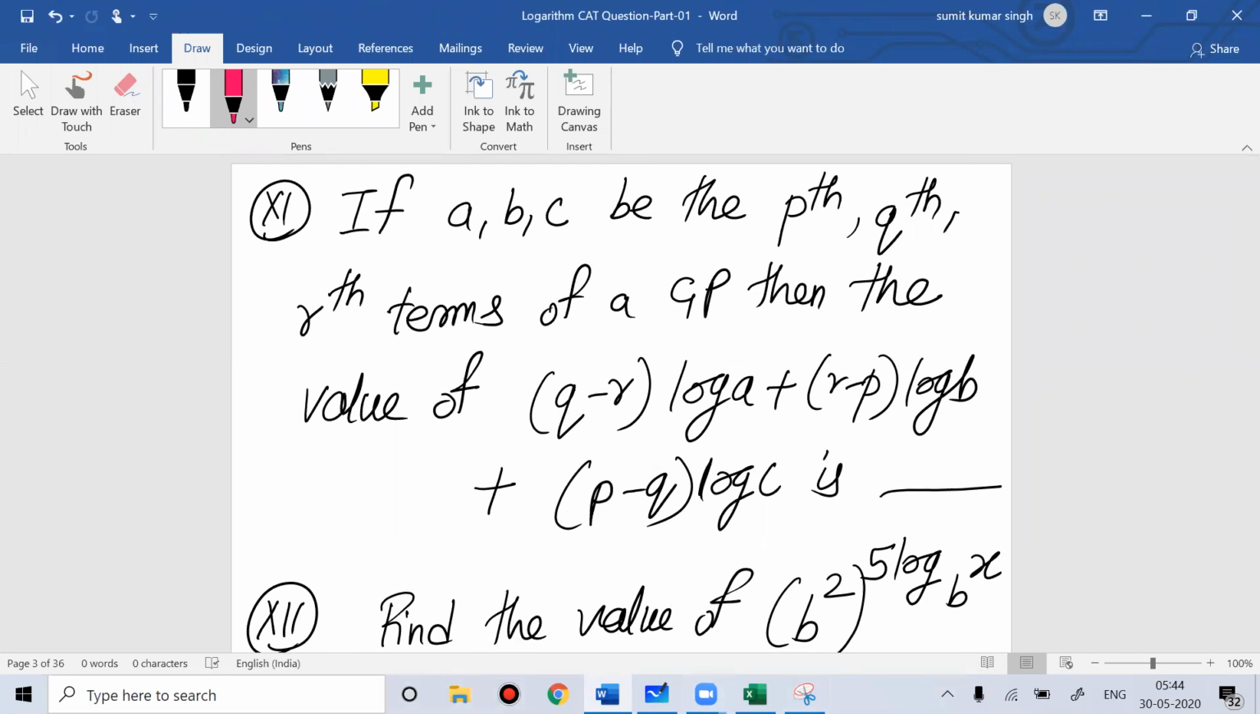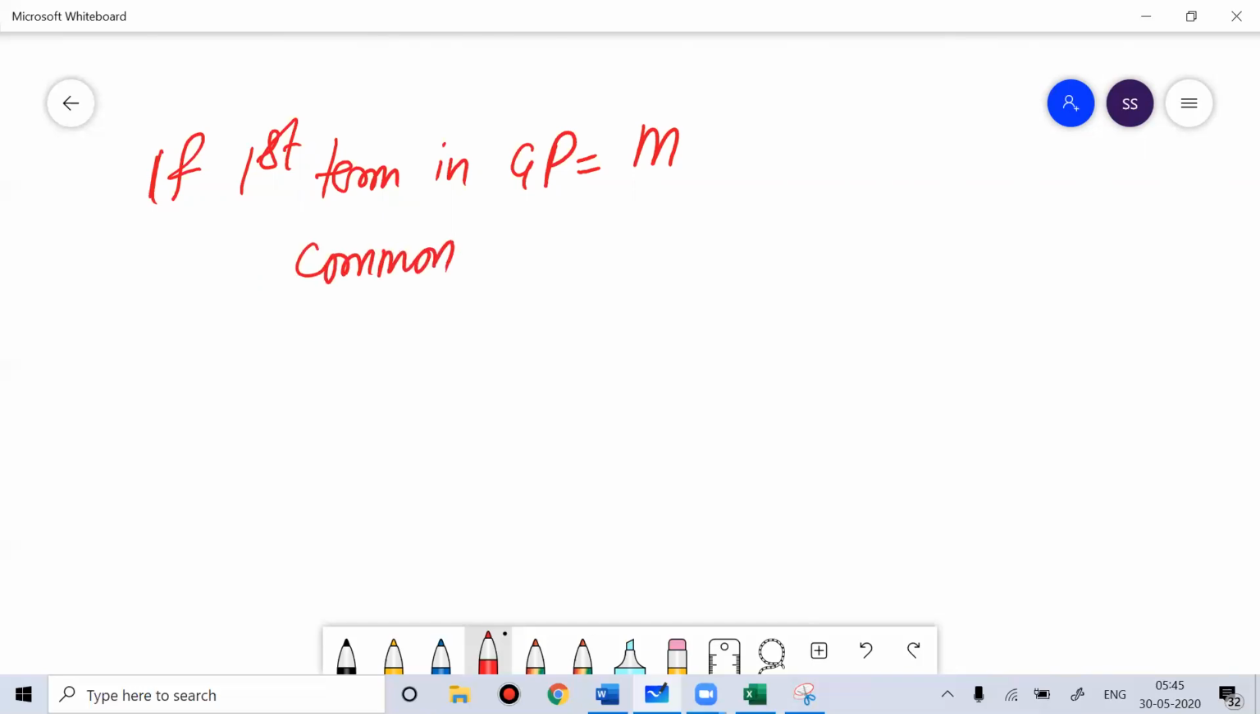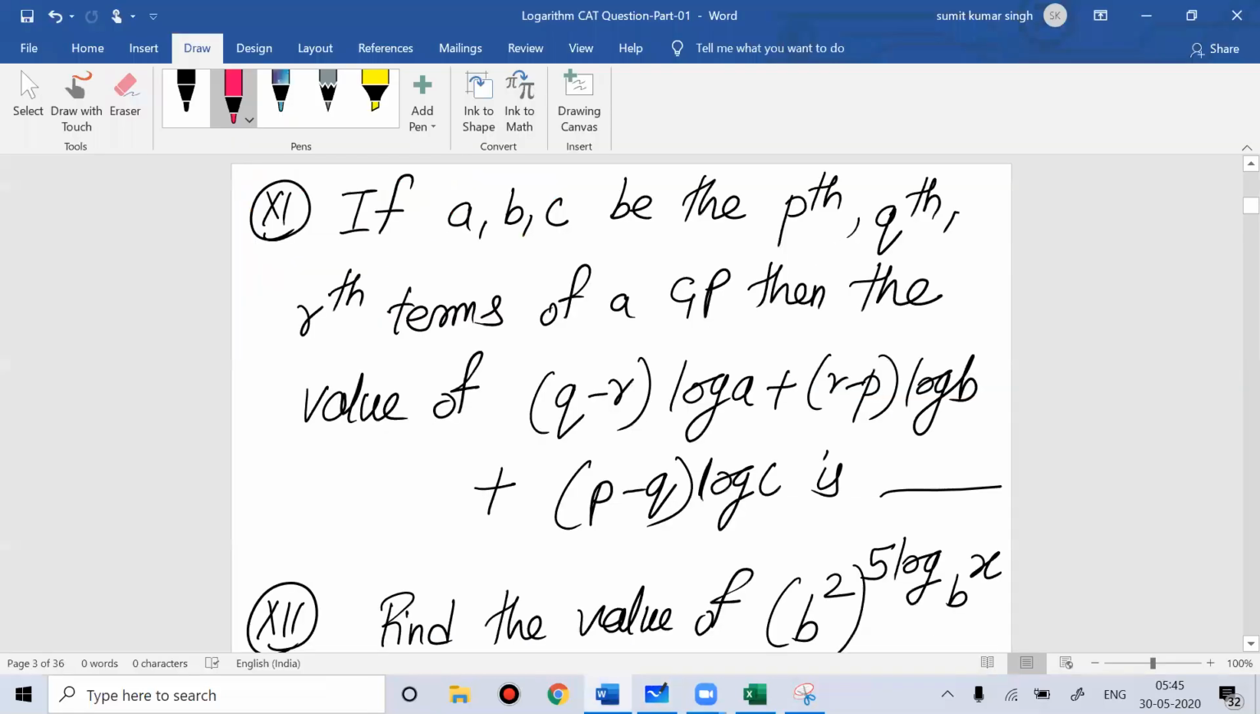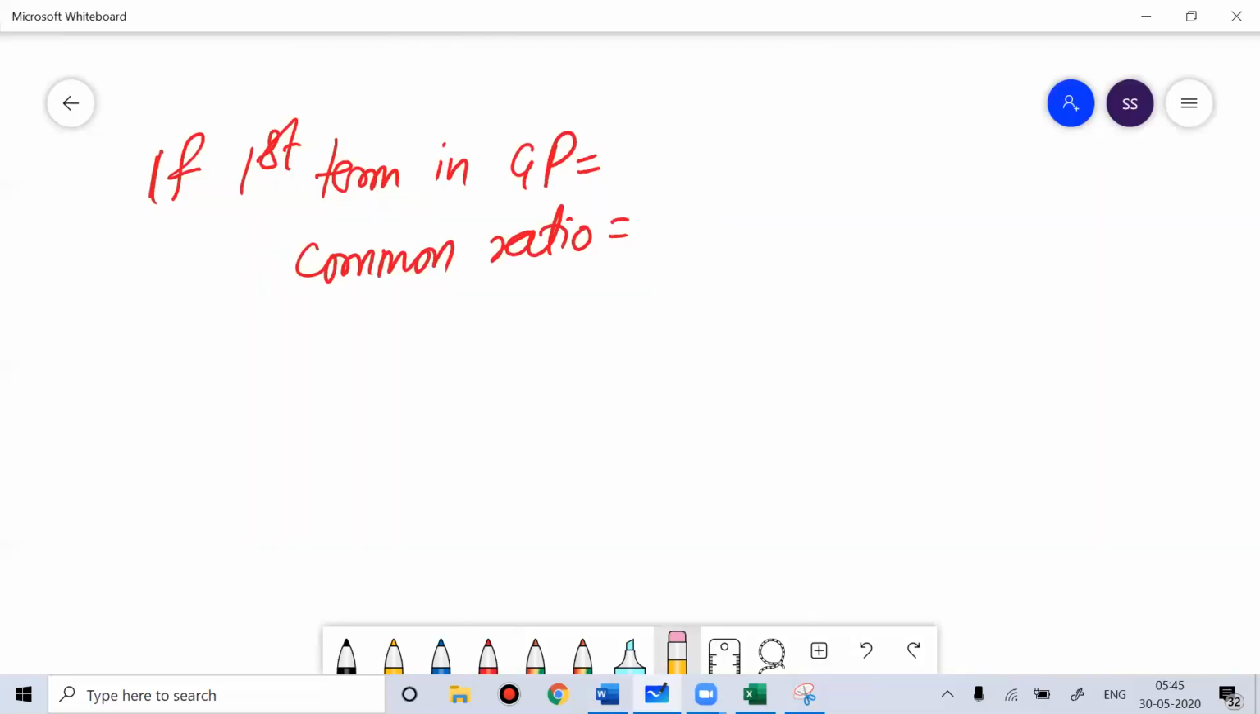Now GP and all, I believe everyone knows the concept of GP. When we talk about GP, suppose your first term in GP is something like, what should I write, M, and your common ratio is N. Suppose your common ratio is N. So you know that N will get confused. What should I take, X or Y? X and Y. Here in this question, what terms do they use? PQR, ABC, PQR. Okay. So the first term is, suppose X, the common ratio is Y.